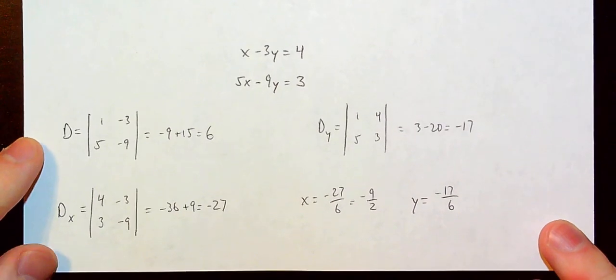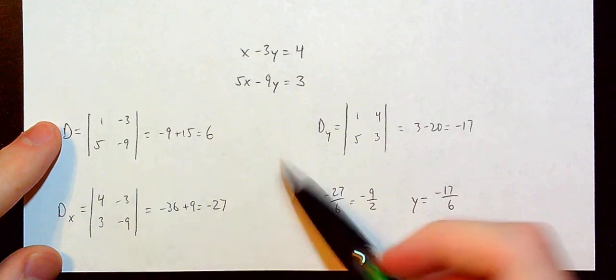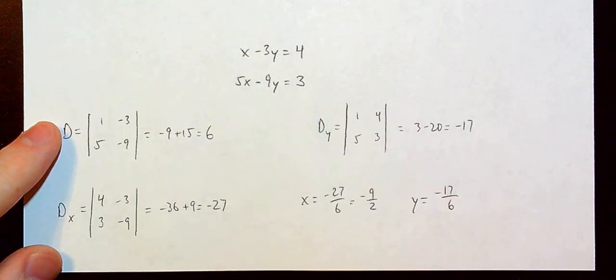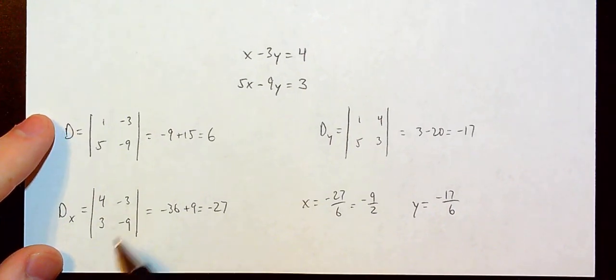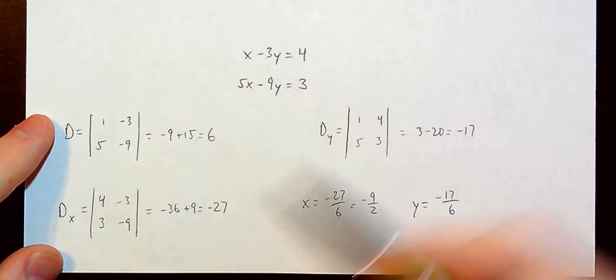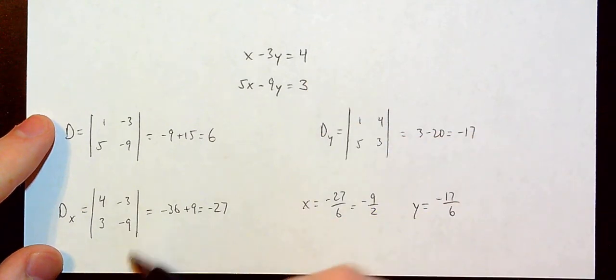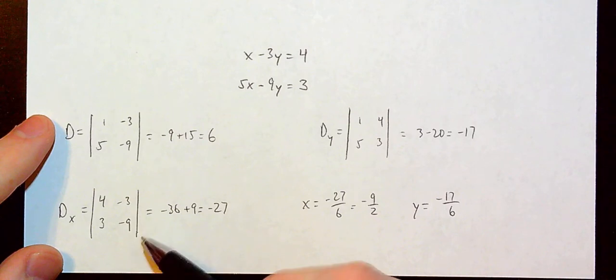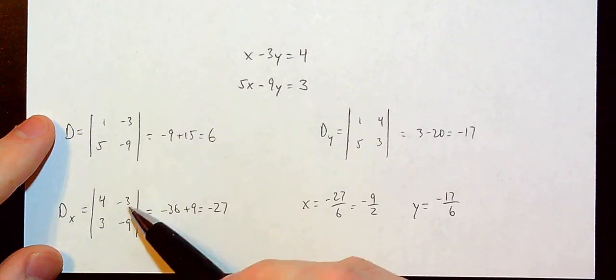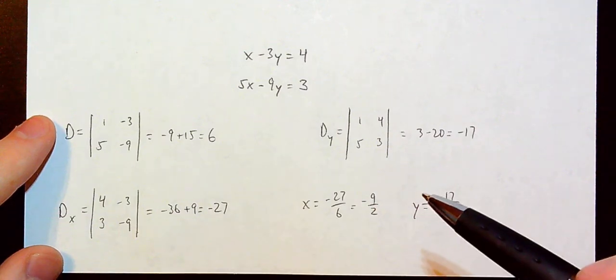First of all, our matrix D, the elements are 1, -3, 5, and -9, just the coefficients on the x's and y's. The determinant of that 2 by 2 matrix is a positive 6. D sub x, we take this matrix here and we replace the first column with our values of 4 and 3, and then we take the determinant of that 2 by 2 matrix, and that is -36 minus a -9, or +9, and that gives me -27.